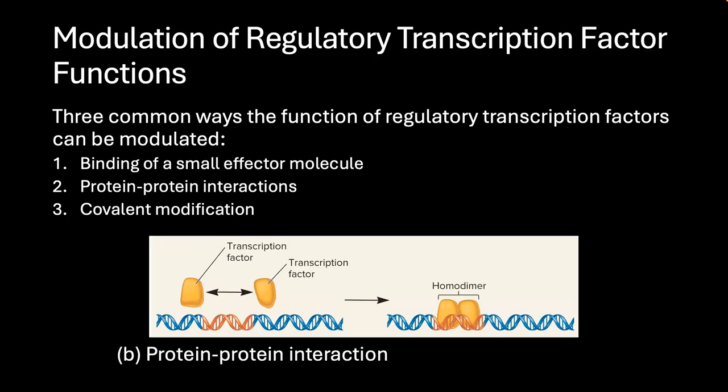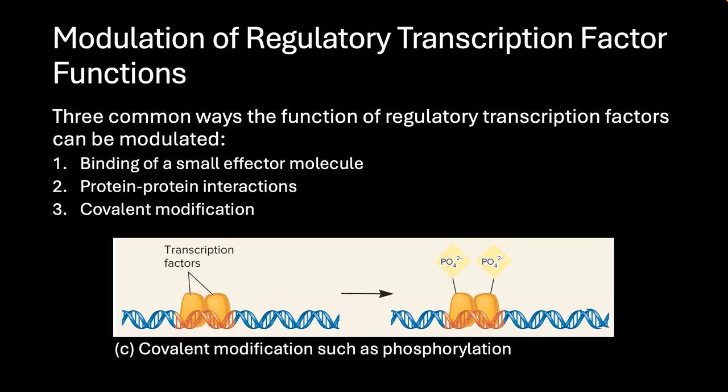A second way is through protein-protein interactions. In this example, both protein subunits are required for proper binding of the transcription factor, which will affect transcription. The last way is through covalent modification, such as phosphorylation, which can affect how the transcription factors interact with the enzymes at the core promoter. In the next video, we will continue to explore ways in which gene expression is regulated.